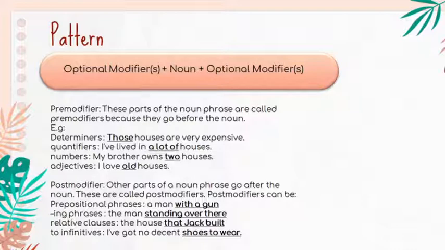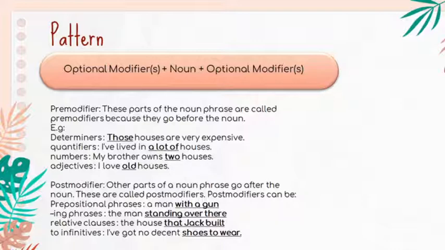And then we have post modifiers. Post modifiers are the modifiers in the position after the noun. And then we have prepositional phrases, ing phrases, relative clauses, and to infinitives as post modifiers. Post modifiers can be prepositional phrases.